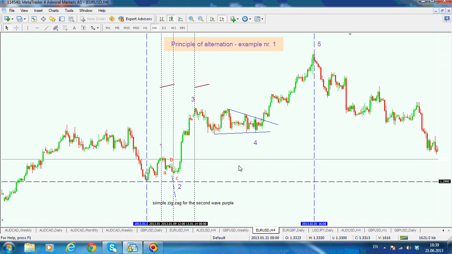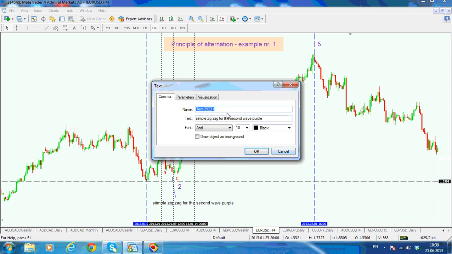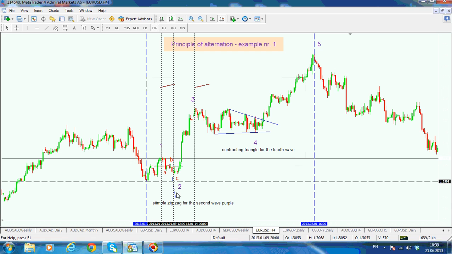Then we also, let's write here that this is a triangle, a contracting triangle for the fourth wave. And this is the time taken for the fourth wave to consolidate. The time taken not there, so the triangle should end probably here. So this is the fourth wave.